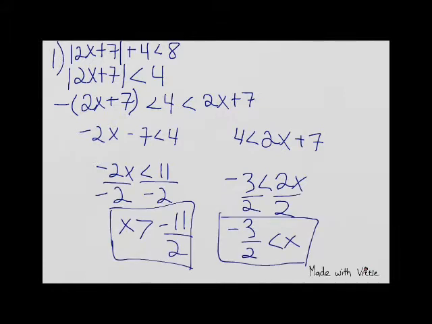Then you need to get rid of the 2, and so you have to divide by negative 2 on the left side. And when you divide by a negative, you flip the sign. That's why you have x is greater than negative 11 over 2. On the other one, you just divide straight up by 2. You end up with negative 3 over 2.